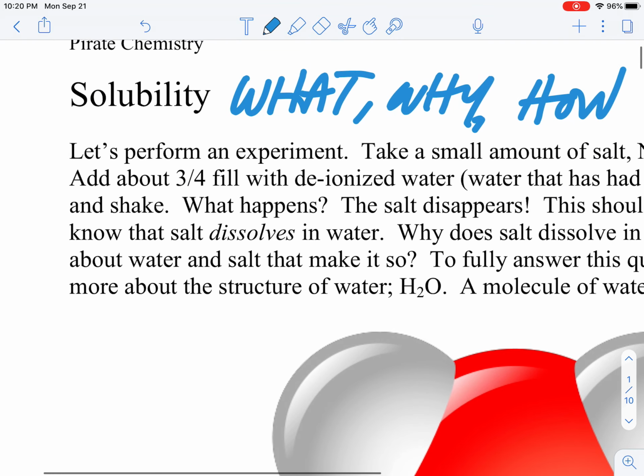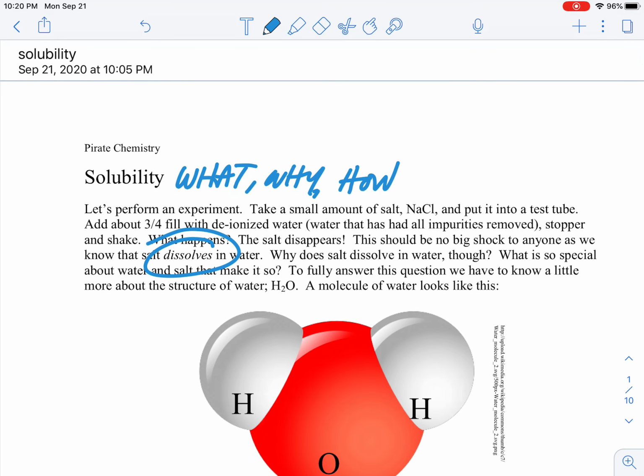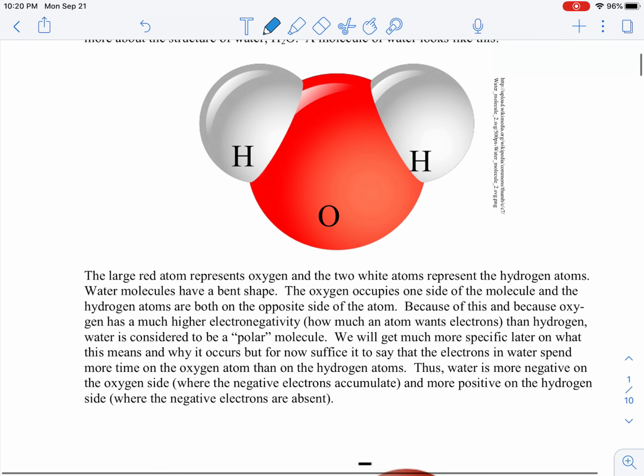So, real simple, the what is when something dissolves in water. That's solubility. Okay? Pretty simple, the idea behind it. It dissolves in an aqueous solution. Aqueous is a word you're going to come across, meaning just in water.